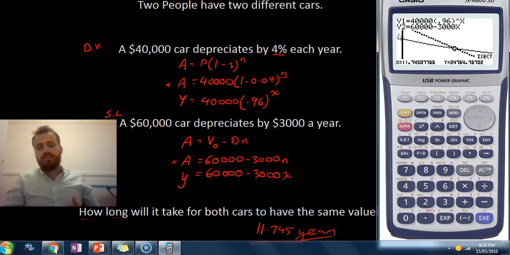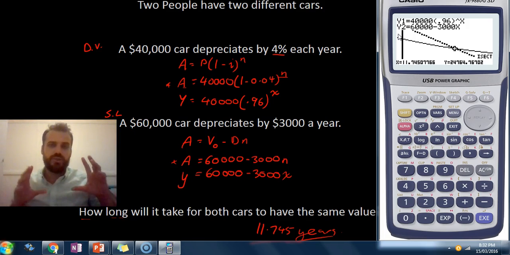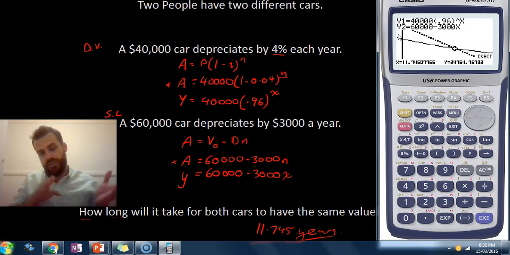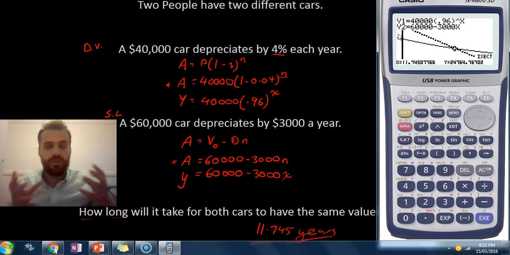Okay, so that's using a graphing calculator to find where two lines, in this case two depreciation lines, meet, and when two cars, or two things, whatever they might be, will have the same value.